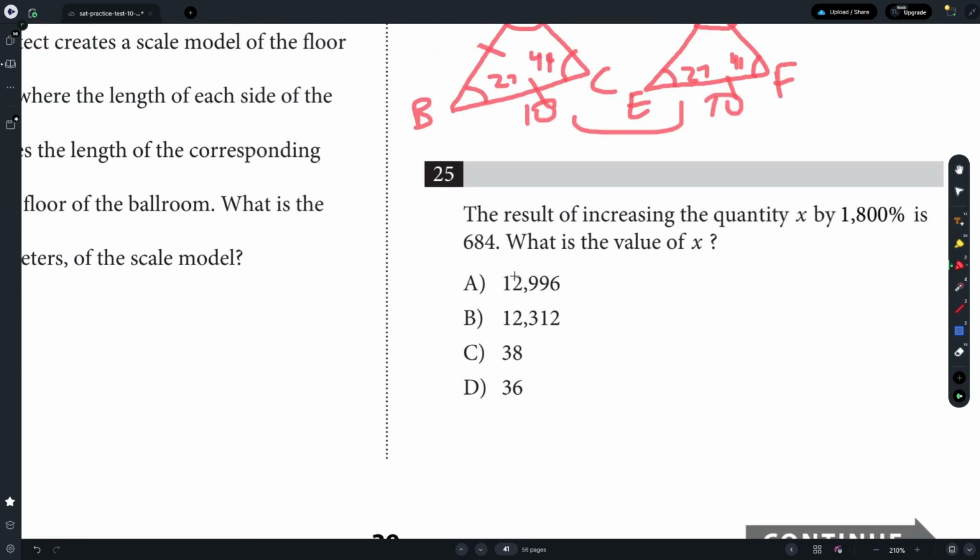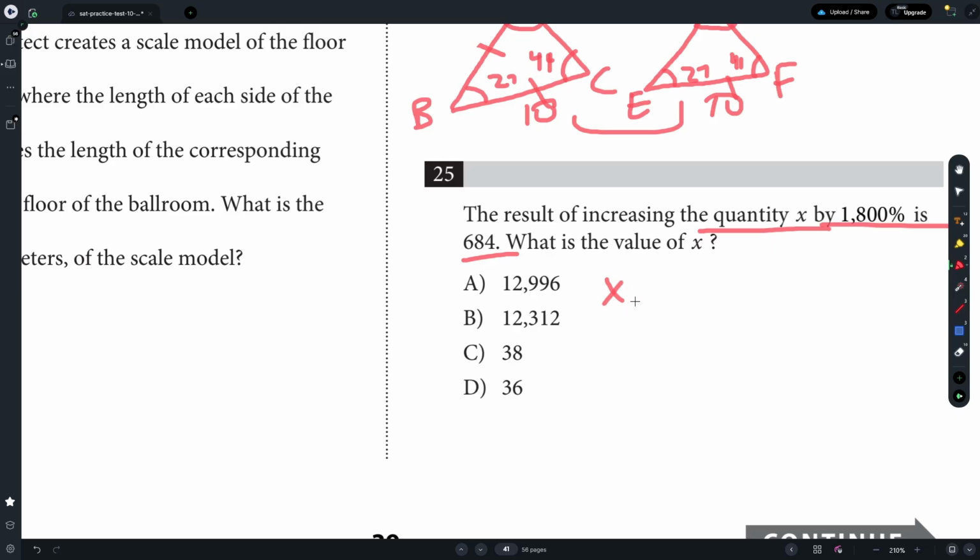Number 25. The result of increasing the quantity X by 1800% is 684. What is the value of X? Increasing the quantity X by 1800%, right? Okay, so if you want to increase the quantity X by 1800% to make it 684, what can you do, right?